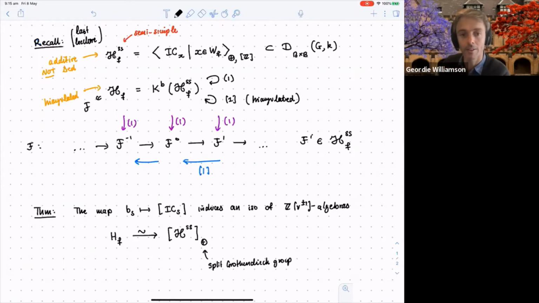And it's a simple exercise to see that if you take the homotopy category of an additive category, then the Grothendieck group of this homotopy category as a triangulated category agrees with the split Grothendieck group of the original additive category. So this is isomorphic to the Grothendieck group of H. So this means triangulated Grothendieck group.